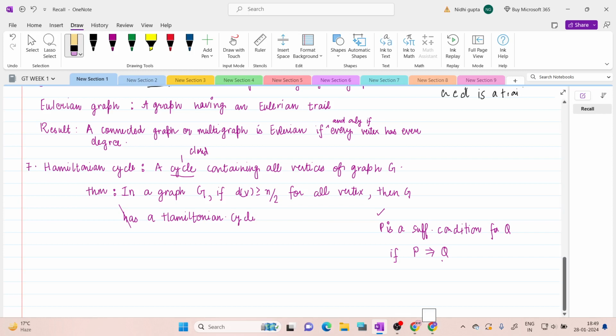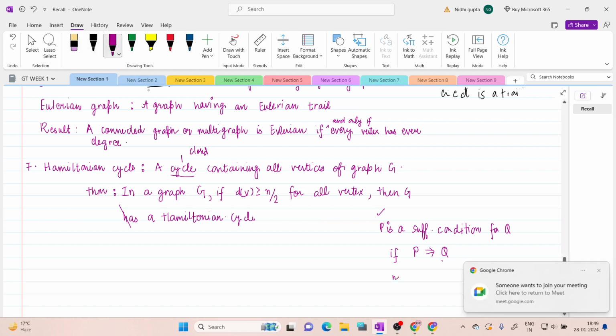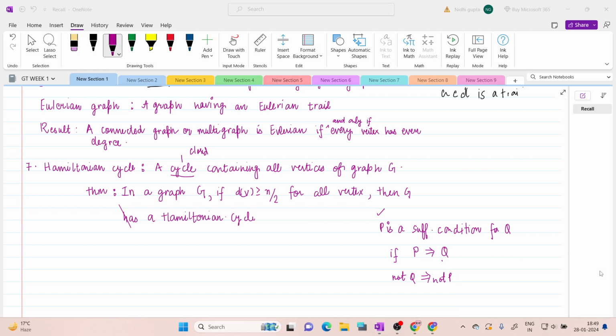You see, a necessary condition is stronger in the sense that if the necessary condition does not hold, then you can say that, so basically Q is a necessary condition for P, and we also have that not Q implies not P. So if the necessary condition does not hold, then we can say that P will also not hold. Sufficient means it may or it may not.